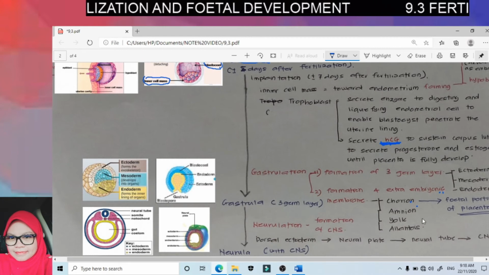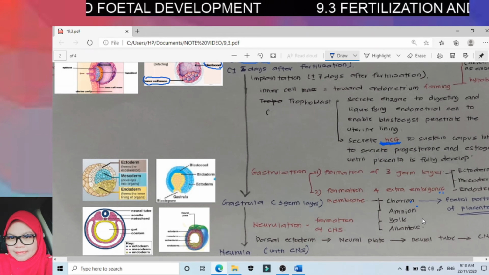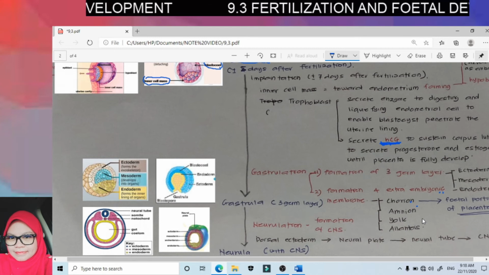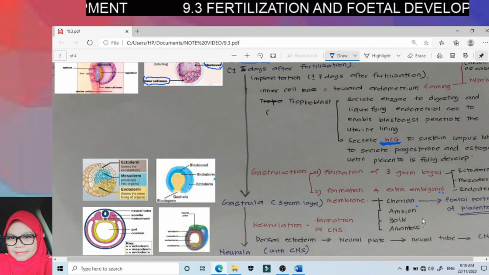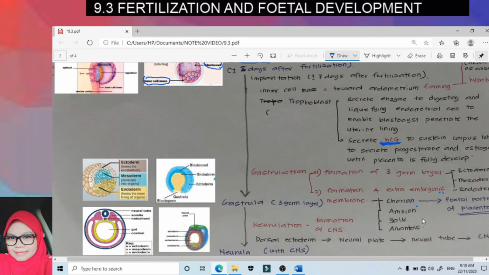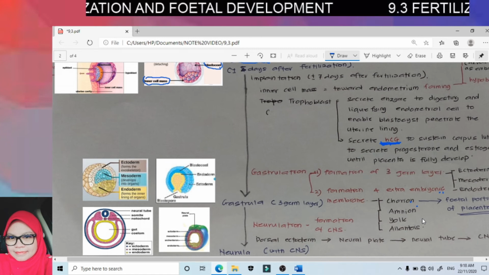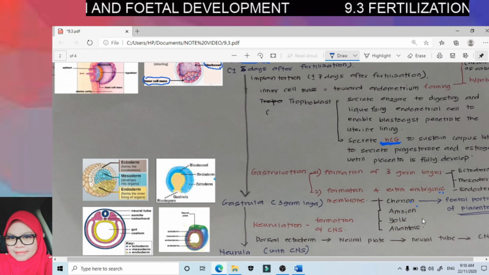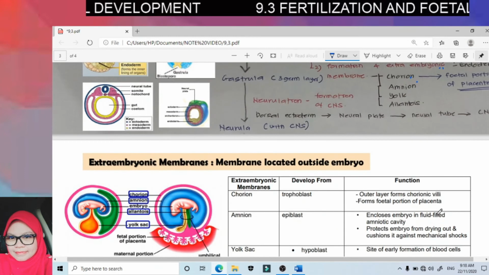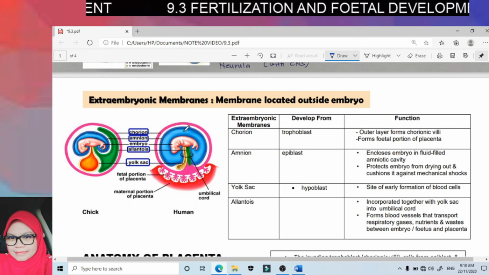Okay, so this is the structure of the gastrula. When the blastocyst undergoes gastrulation, it forms a structure called gastrula. What is gastrula? An embryo with three germ layers: ectoderm, mesoderm, endoderm. And at the same time, they have four extra-embryonic membranes. What are the four extra-embryonic membranes? So look at this. Okay, they have the chorion.